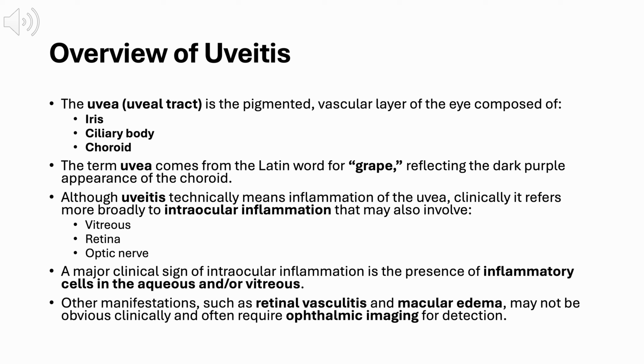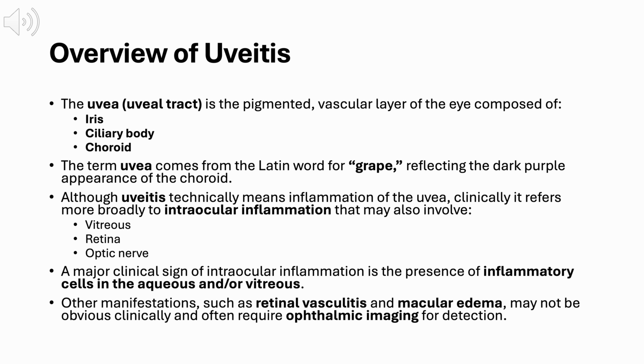Let's start with terminology. The uvea, or uveal tract, is the pigmented vascular layer of the eye: the iris, the ciliary body, and the choroid. The word itself comes from the Latin for grape, reflecting the dark purple look of the choroid. Now, technically, uveitis means inflammation of the uvea, but clinically we use it more broadly for intraocular inflammation that can also involve the vitreous, retina, and optic nerve.